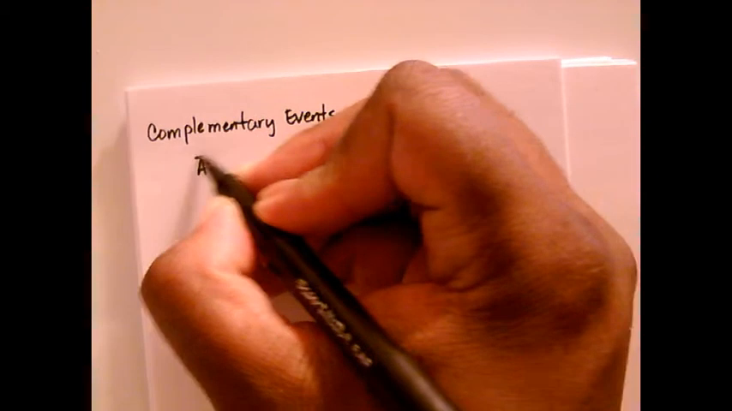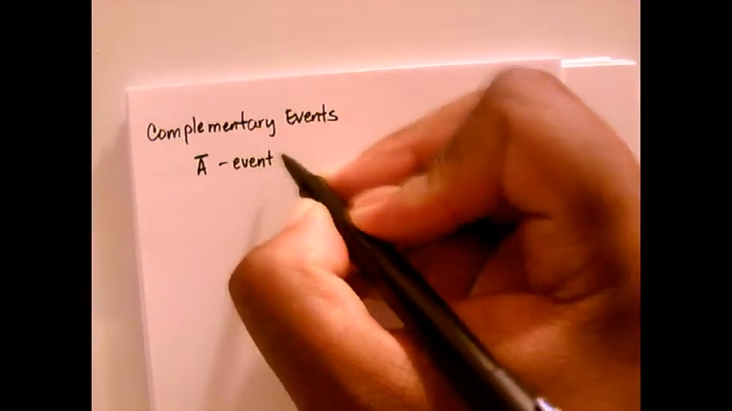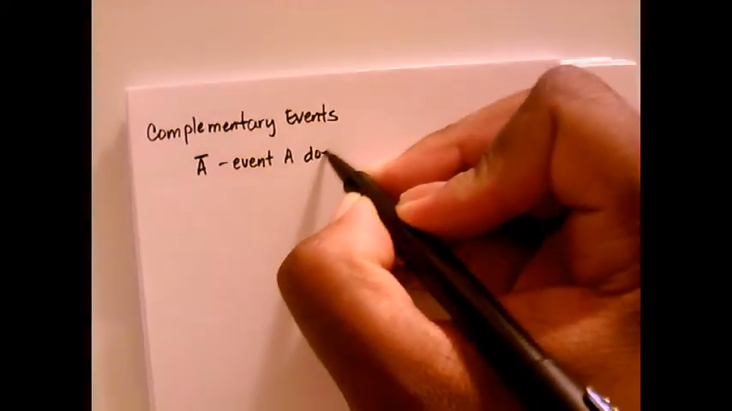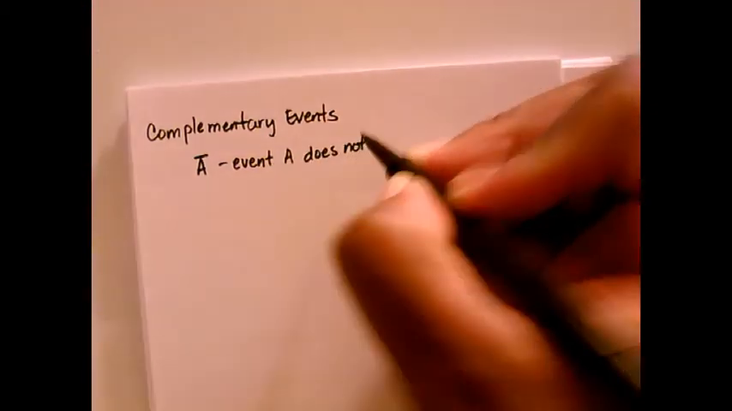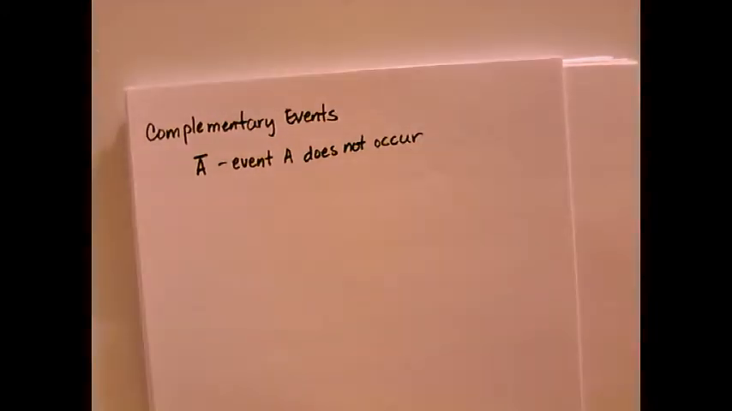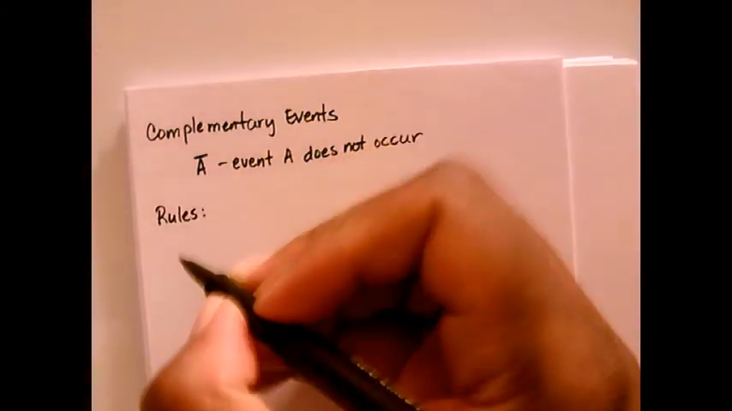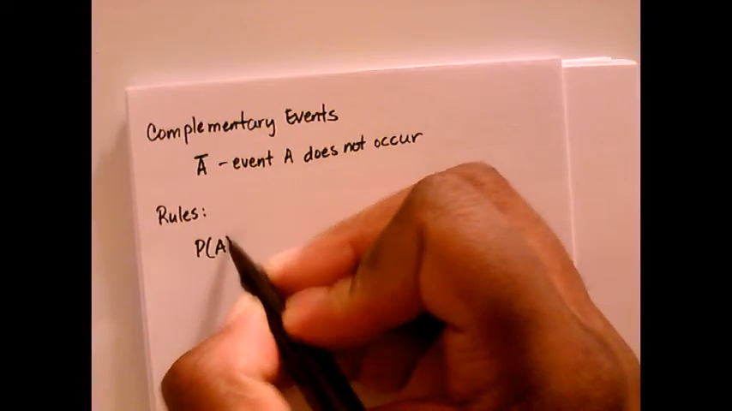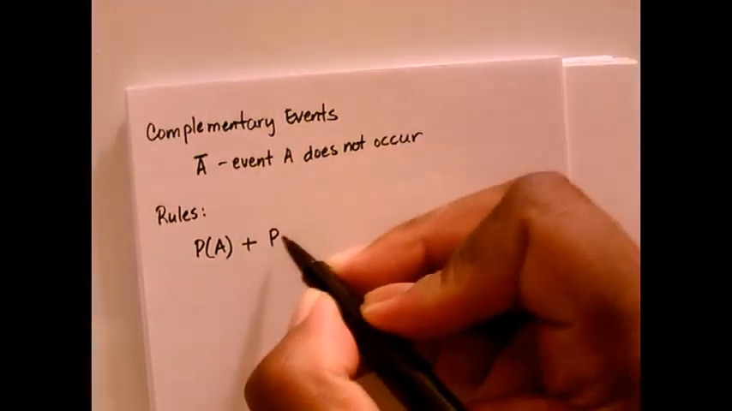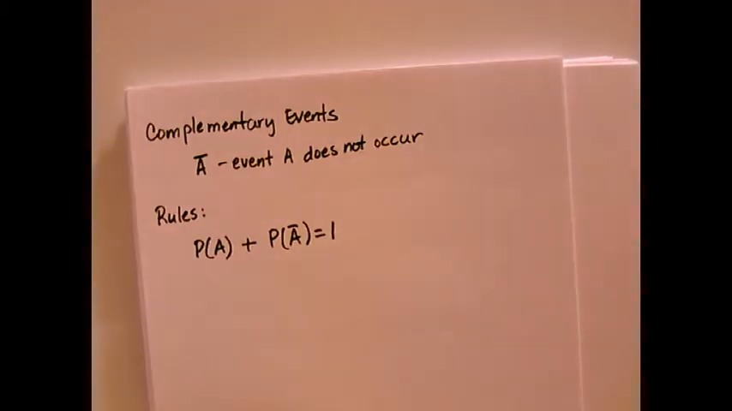If you have a bar, that means that event A does not occur. Okay. So here are some of the rules for the complementary events. If you have the probability of event A, and you add to it the probability of A complement, that's going to be equal to 1.